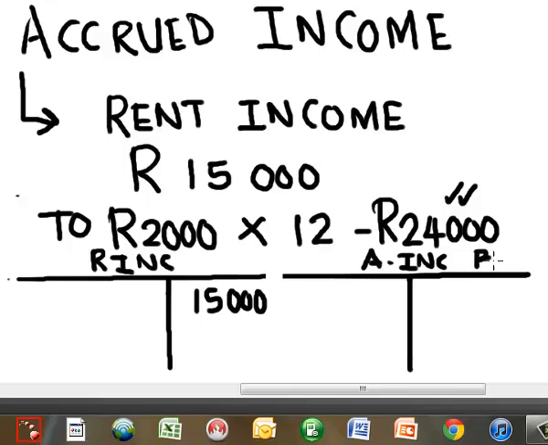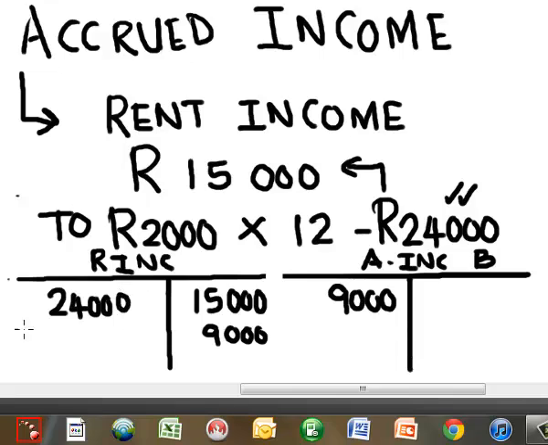Remember that this is a balance sheet account, and you are going to debit this account with 9,000 Rand. Where does the 9,000 come from? The difference between my 24,000 and the 15,000 Rand. If I am debiting accrued income, I have to credit my rent income with 9,000 Rand. What have I done? I have adjusted my rent income account, and therefore the 24,000 Rand can be closed off to my profit and loss.